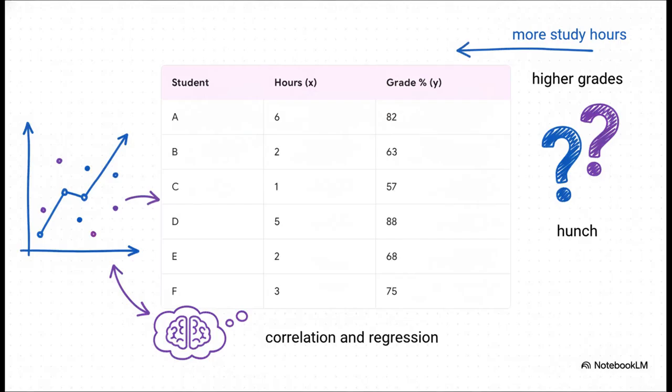Okay, let's look at some real numbers. Consider these 6 students, A through F. Student A studied for 6 hours and scored an 82%. Now compare that to student C, who studied for just a single hour and scored a 57%. But then check out student D, studied for 5 hours and totally knocked it out of the park with an 88%. Just scanning these numbers, your brain is probably already doing the math trying to find a pattern. You might assume, naturally, that more study hours lead to higher grades. But right now, that's really just a hunch. We need a concrete way to actually visualize this.